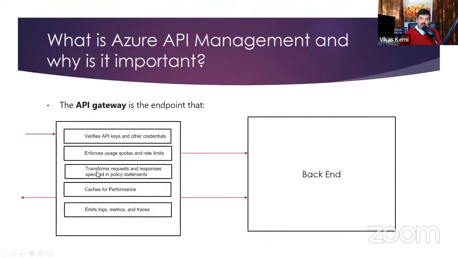Also, sometimes we may get some payload. We may get XML, which is the old way, and without bothering the client, we want to convert it into JSON. Our API understands JSON, so we can do that in the API gateway. We can cache the information. We can enforce caching. Today, I'll give you a demo of how we set up a caching policy. It also emits logs, metrics, and traces, which can be used for reporting.